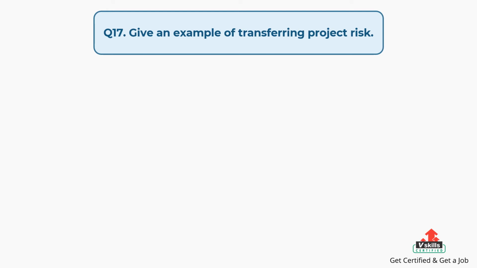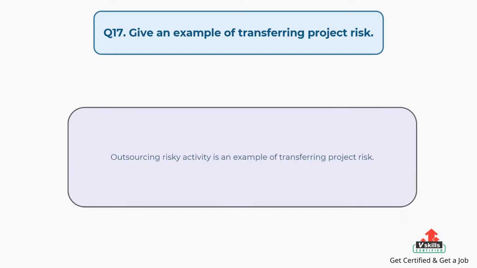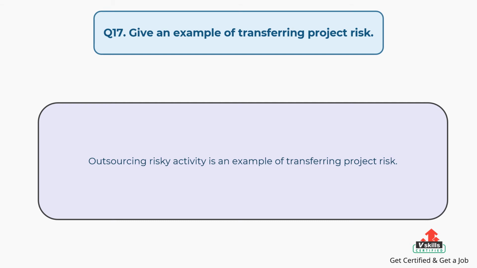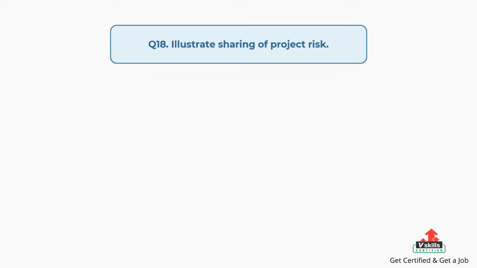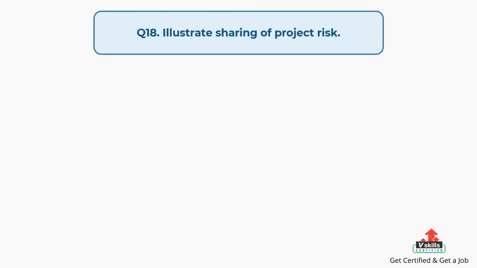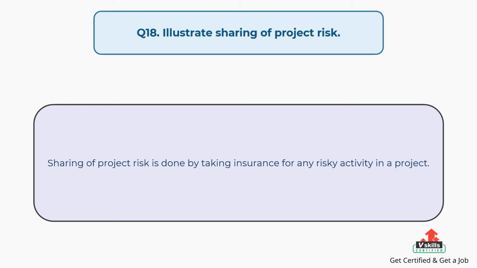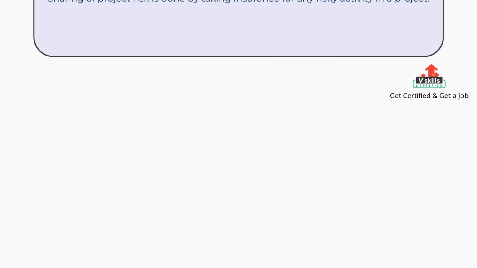Question number 17. Give an example of transferring project risk. The answer is, outsourcing risky activity is an example of transferring project risk. Question number 18. Illustrate sharing of project risk. The answer is, sharing of project risk is done by taking insurance for any risky activity in a project.